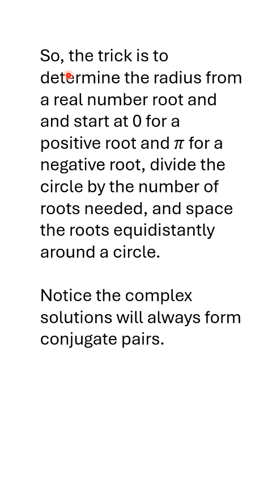So the trick is to determine the radius from a real number root and start at 0 for a positive root and pi for a negative root. Divide the circle by the number of roots and space the roots equidistantly around the circle. Notice the complex solutions will always be conjugate pairs, so if you find one, you can just write down the other.